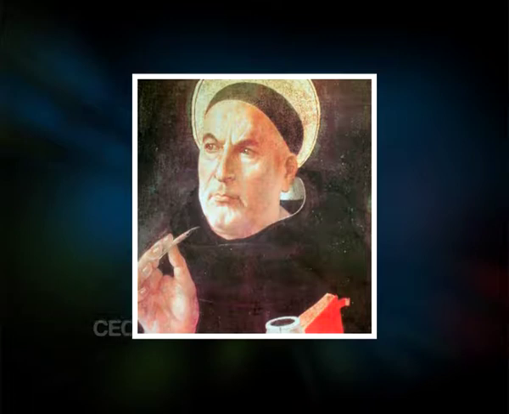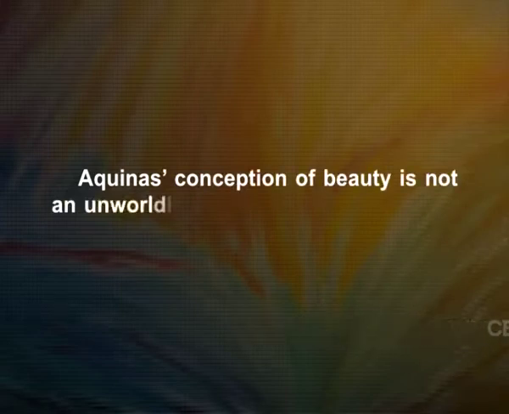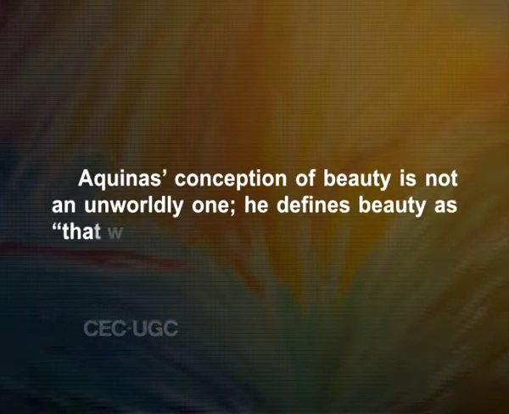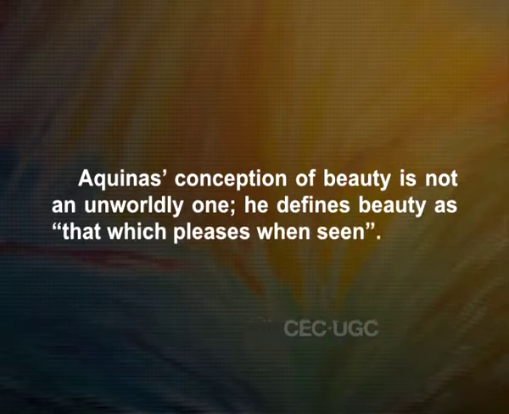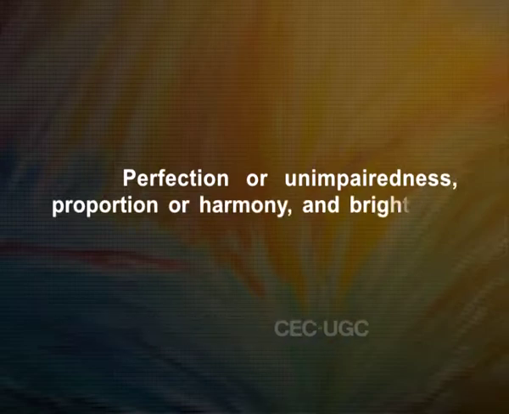It is in the works of St. Thomas Aquinas, 1225 to 1274 AD, that Aristotelian philosophy received its most influential expression. Aquinas' conception of beauty is not an unworldly one. He defines beauty as that which pleases when seen. He also attempts to isolate the properties of objects which do please. He concludes that the conditions of beauty are three: perfection or unimpairedness, proportion or harmony, and brightness or clarity.